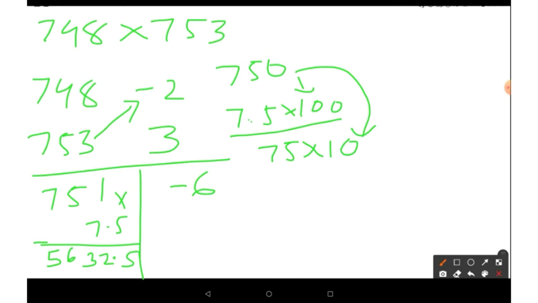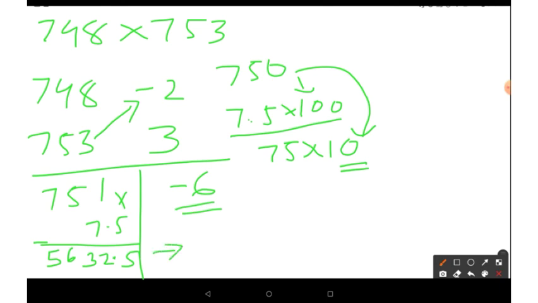So if you multiply 751 into 75, what will you get? You will get the same number without any decimal, 56325. Okay. So then this part you have to adjust with 10. Here you have only one digit, and 10 has one 0.